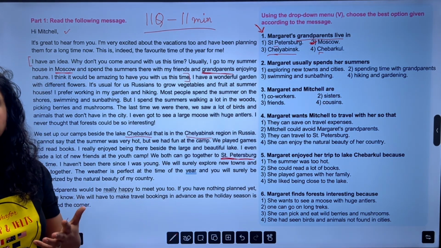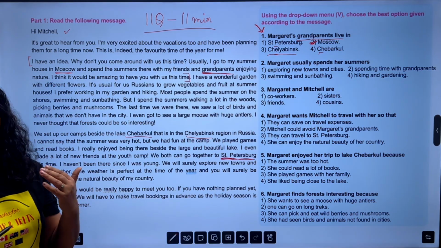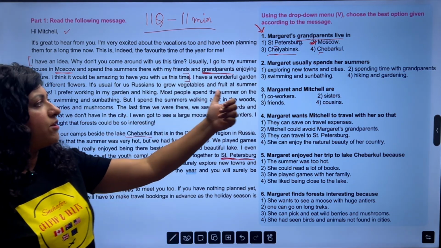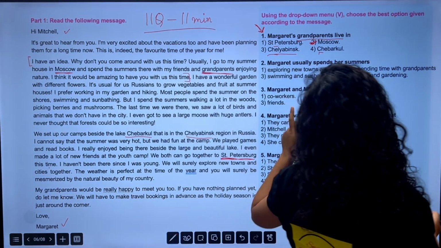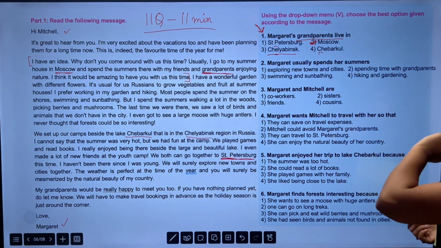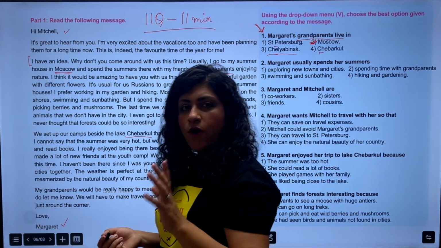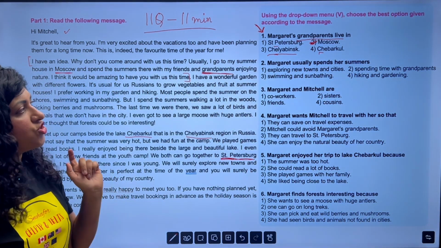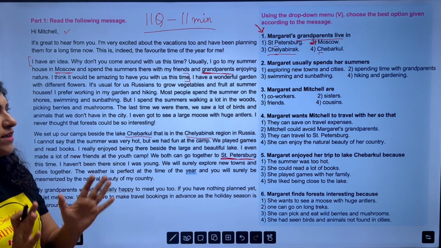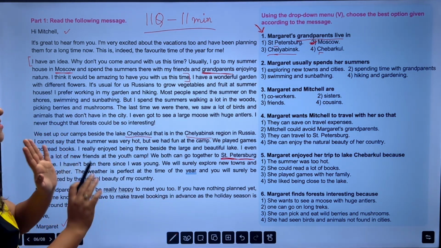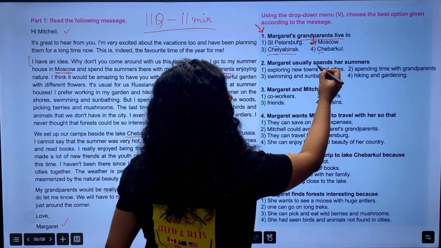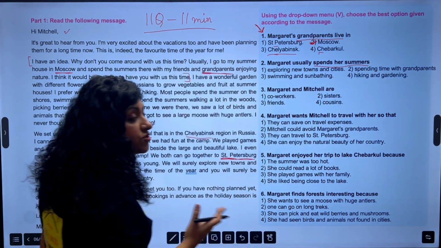So we scan the text for specific detail types of question. Similarly, we are going to find the answer for question number 2. Margaret usually spends her summers. So Margaret, what does she do is she spends her summers doing something. And these are the 4 options. These are the keywords for you now. Spends her summers. What does she do?